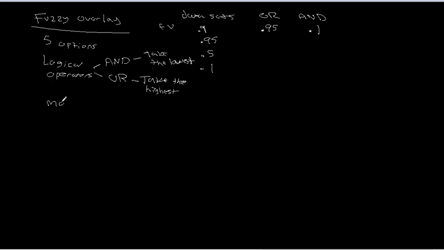Then we have the mathematical options, the math operators. And for the math operators, we have product, sum, and gamma. Now, for product, that's pretty simple. It's to multiply them together, right?